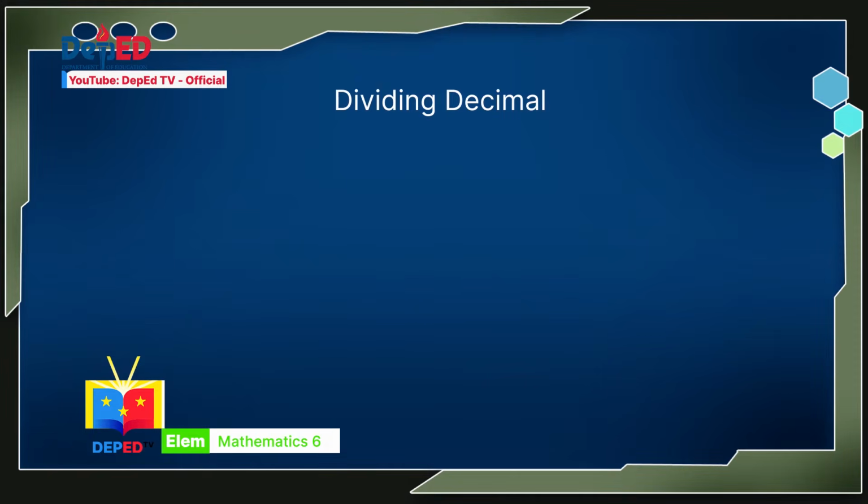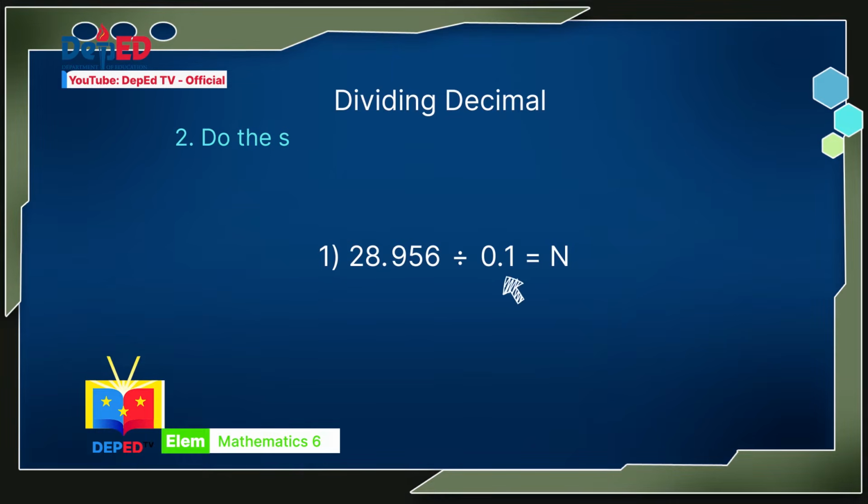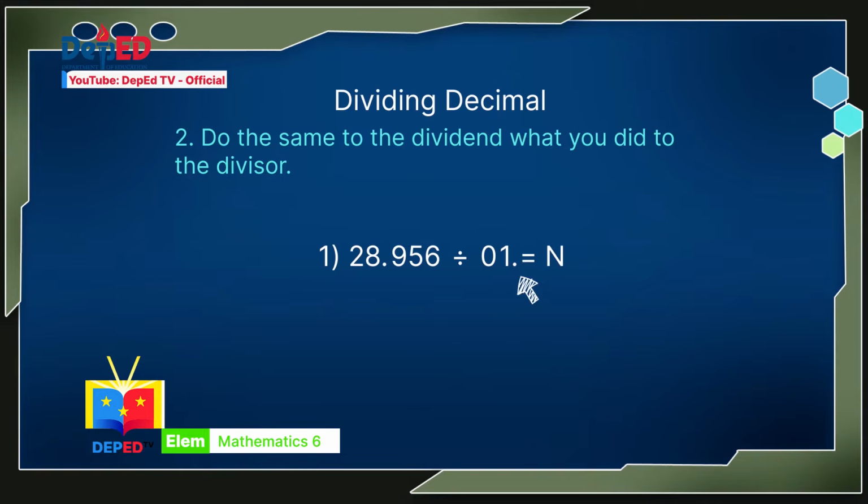Dividing a decimal by another decimal, remember that you need to make the divisor a whole number first. To do it, we need to multiply the divisor by 10, 100, 1,000, or simply move the decimal point. Next, we will do the same with the dividend before doing the division operation.